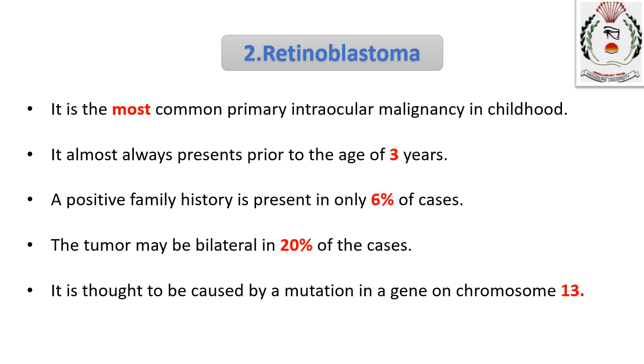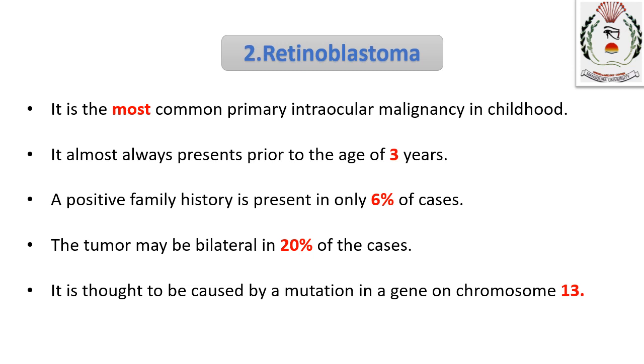Retinoblastoma is the most common primary intraocular malignancy in children. It usually starts before the age of 3 years, with very rare cases after this age. There may be a positive family history in 6% of cases.